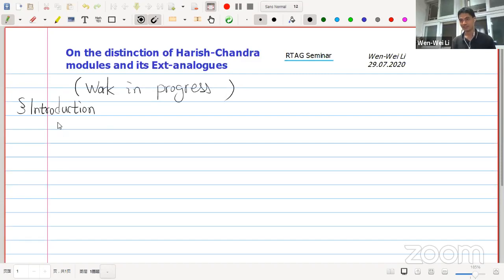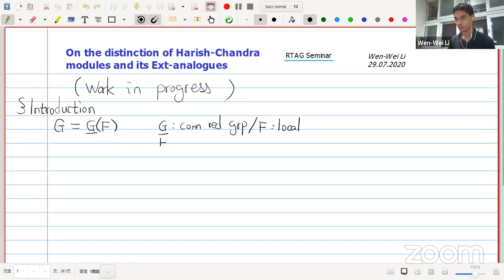The basic setting is as follows. We start with a group G, which is the group of F points of some connected reductive group. As usual, G underline is a connected reductive group over a local field. I will specialize to the Archimedean case later on. And I consider a subgroup H, a closed subgroup of course.